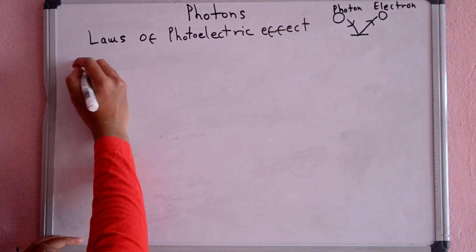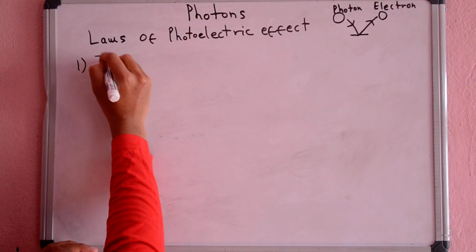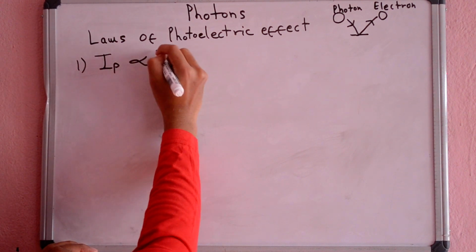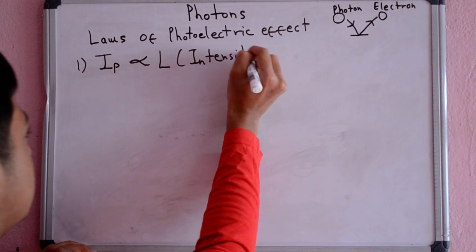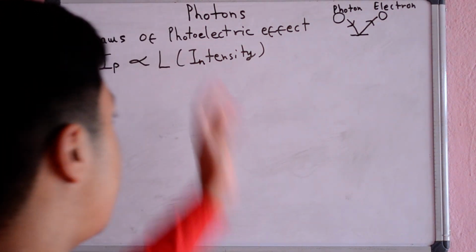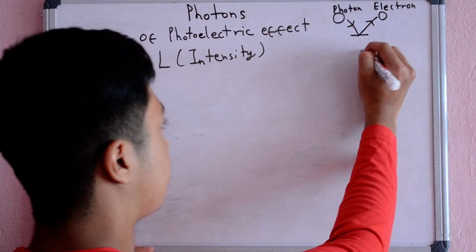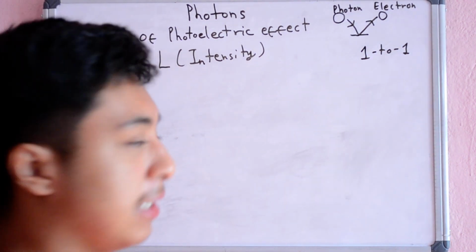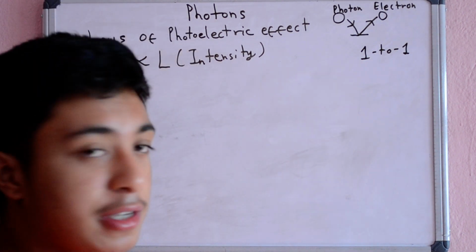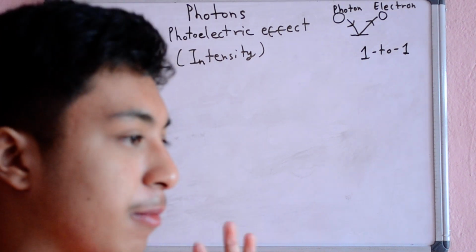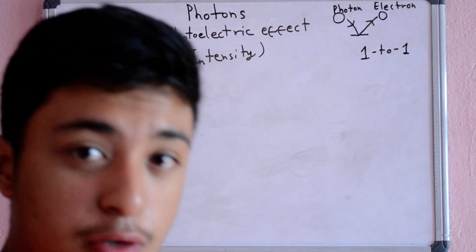Now, straight up for the first law, we have that the photoelectric current, which is I_p, is directly proportional to the intensity, which is I. Now here, for the photoelectric effect, the photon knocking out an electron is a one-to-one interaction. One-to-one. That means that only one photon can knock out just one electron. Doesn't matter if the photon has very high frequency, very much energy, but still in the end one photon can only knock out one electron from its orbit.